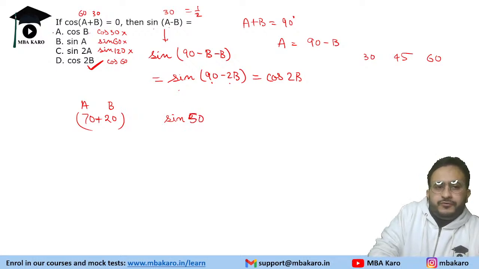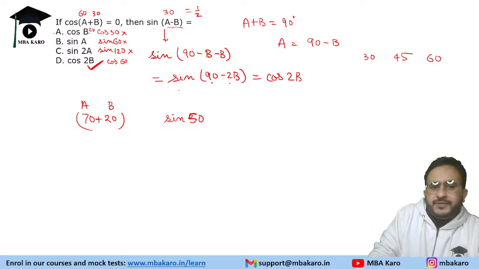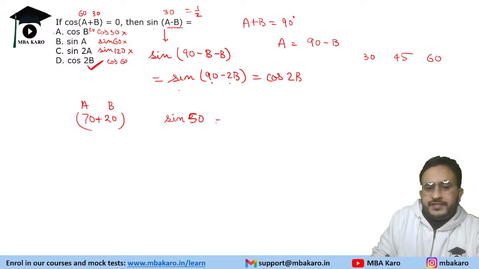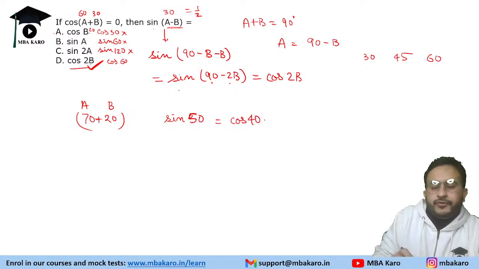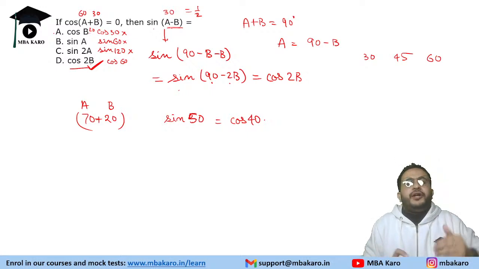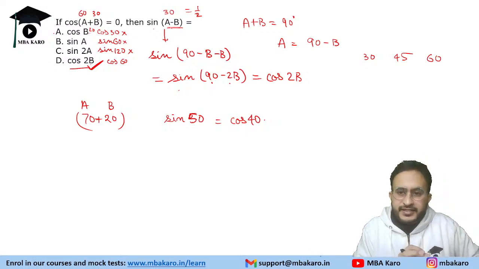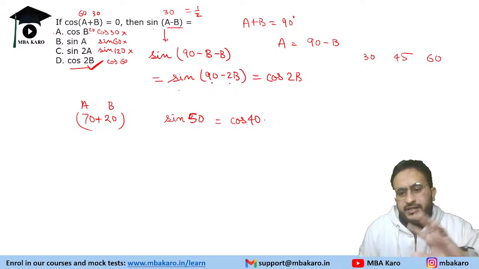Okay, so if you take cos b, that will be cos 20. Now sine a minus b we need to find, right? So sine 50 is equal to cos 40, and 2b means 40 degrees. So if you are not able to get the identities, you can assume some values and get it done.